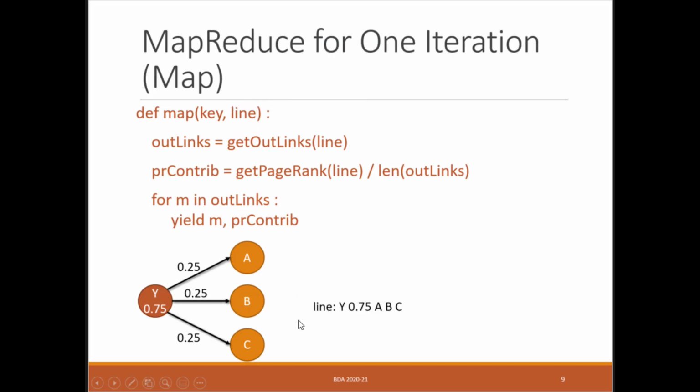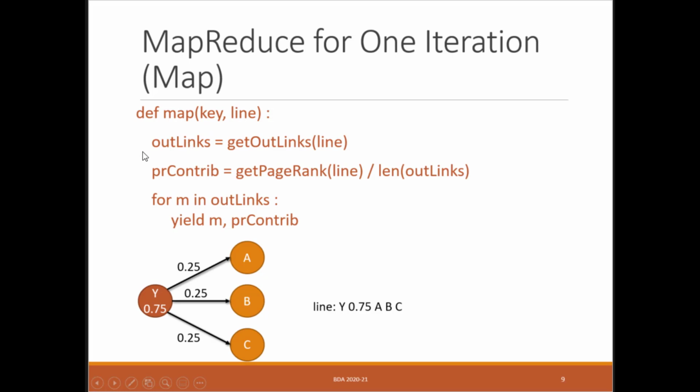For instance, we have here a sample node Y linked to 3 nodes A, B, and C. For this node, the input line is equal to Y, 0.75, A, B, and C. Y is the node ID. 0.75 is its current PageRank. A, B, and C determine the outlink nodes for Y. The other input parameter is the key that determines the line number in the input file, and we won't use this parameter in this code.